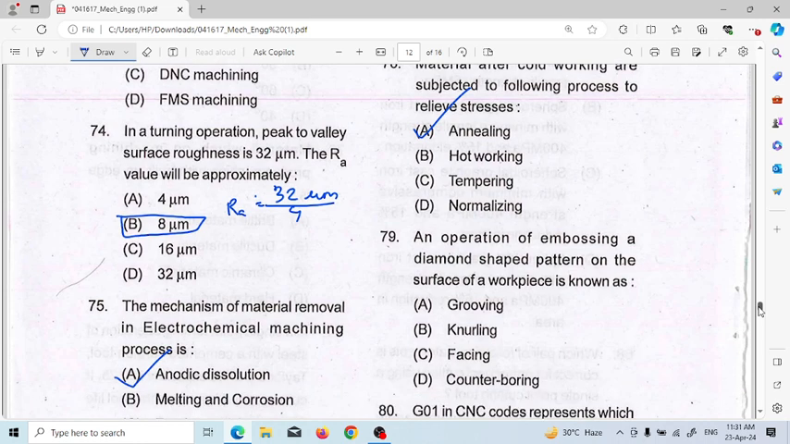Next, 79. An operation of embossing a diamond shaped pattern on the surface of a workpiece is known as grooving, knurling, facing, counterboring. The answer will be knurling.